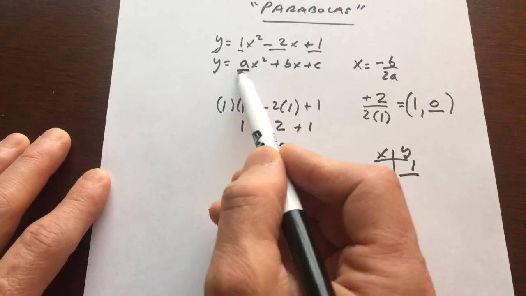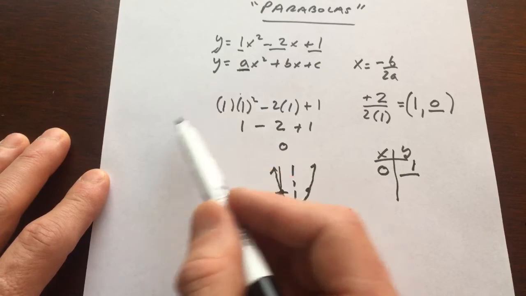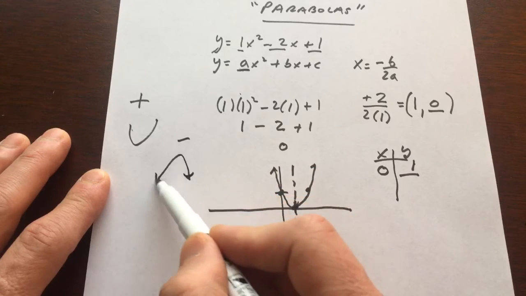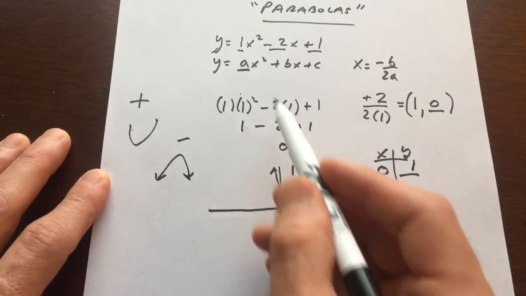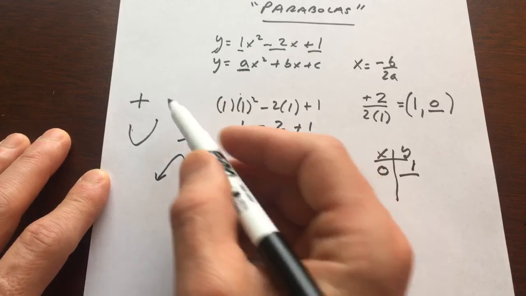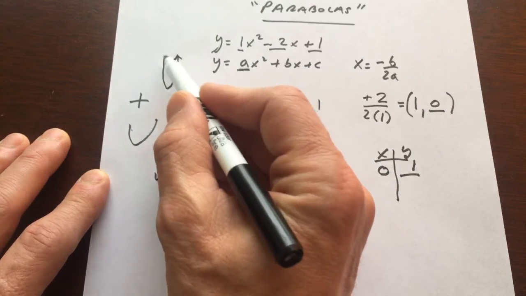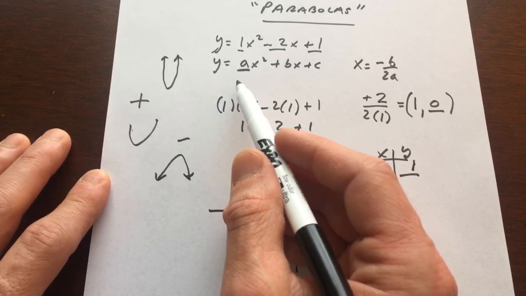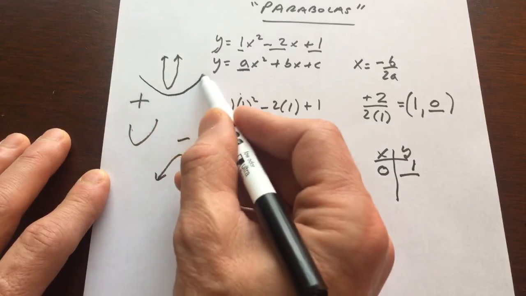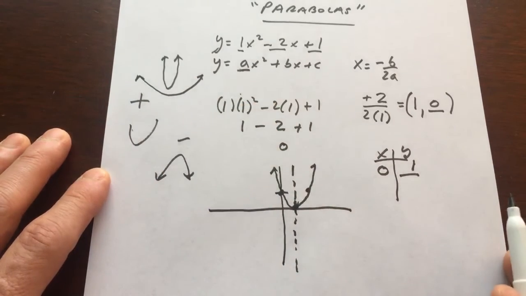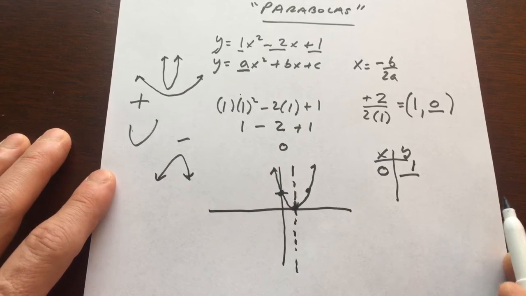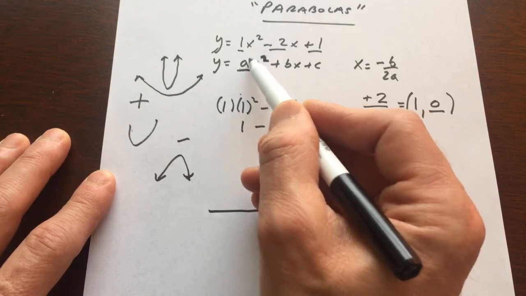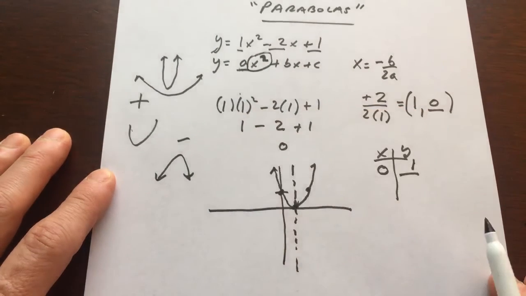See, basically this a value tells you whether, if it's positive, it means it's going to be opening up, like this. If it's negative, it's going to be opening down, like this, right? And the larger this a value is, like if a was 3, for example, that would stretch the graph, making it narrower. And if it was smaller, like a half or a fourth, it would make the parabola wider, so it's compressing it. So that's the basic idea. When you see these parabolas, you know it's a parabola because the highest degree is 2. It's an x squared type graph. Okay, so that's the idea.